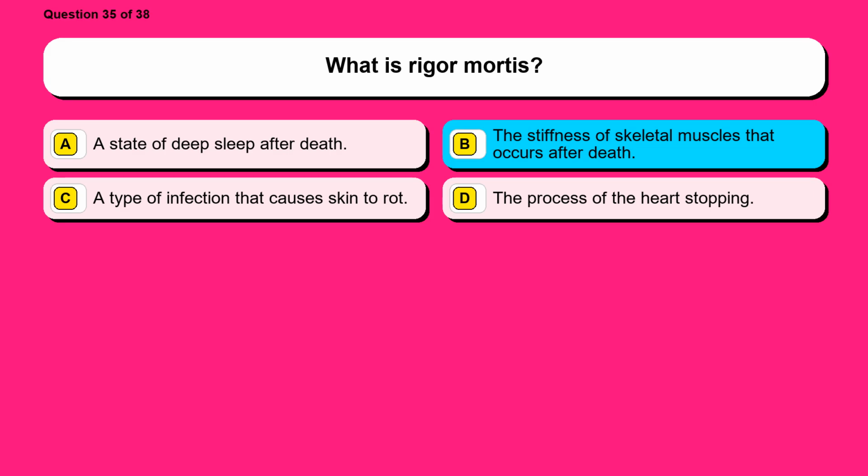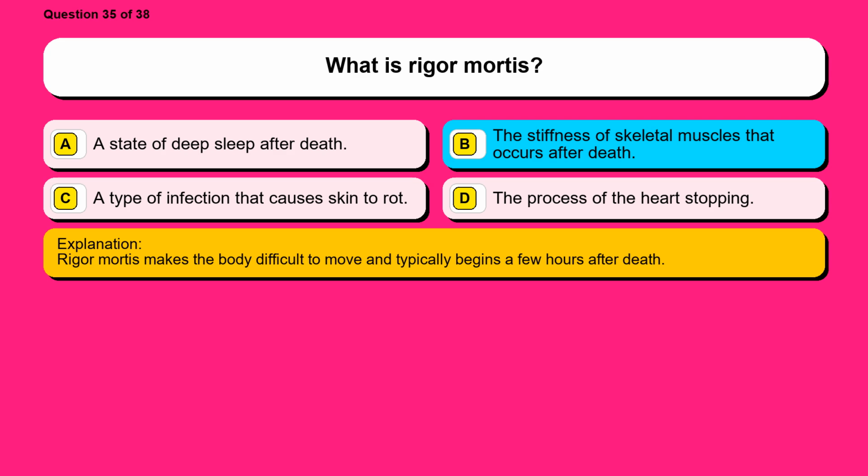The correct answer is option B. The stiffness of skeletal muscles that occurs after death. Rigor mortis makes the body difficult to move and typically begins a few hours after death.